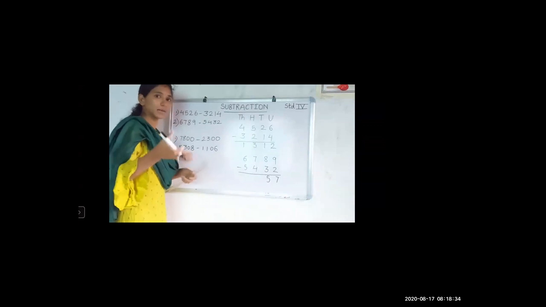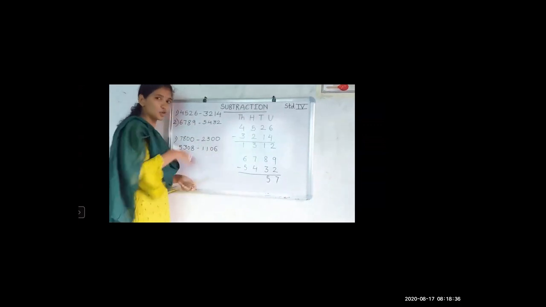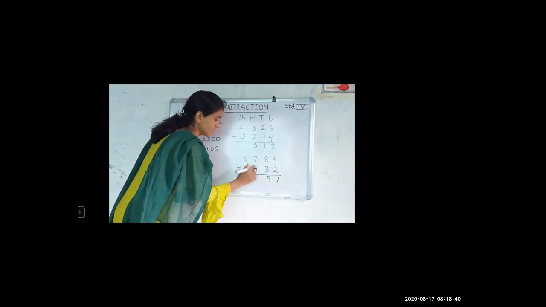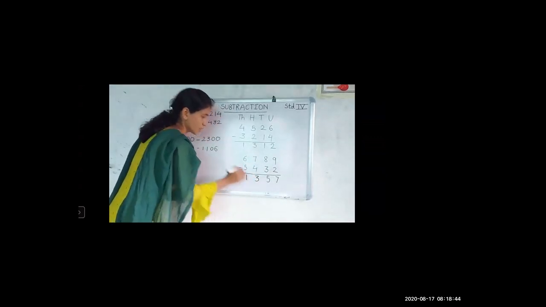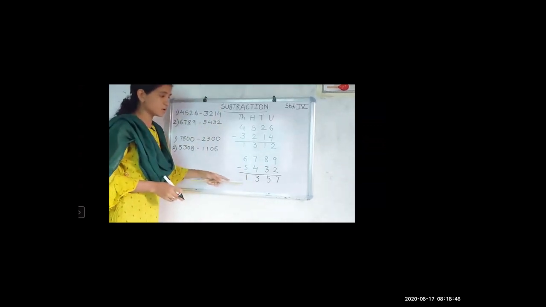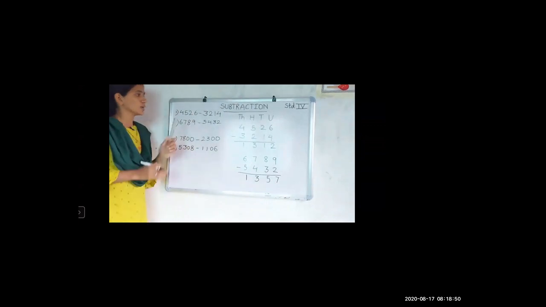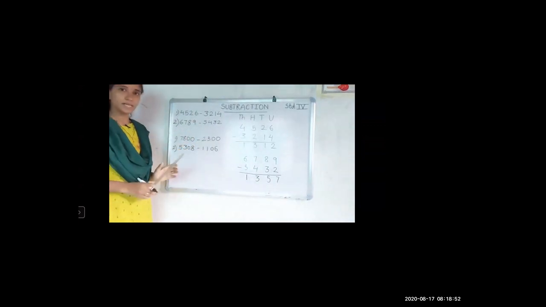In the next examples, I'm going to take your participation in solving the sums. So let's start that. 7 minus 4, 3. 6 minus 4 is 1. So your answer is 1357. So these were the very simple examples.